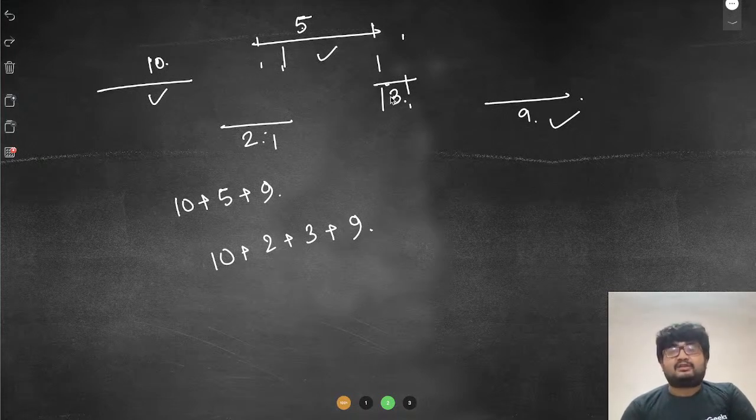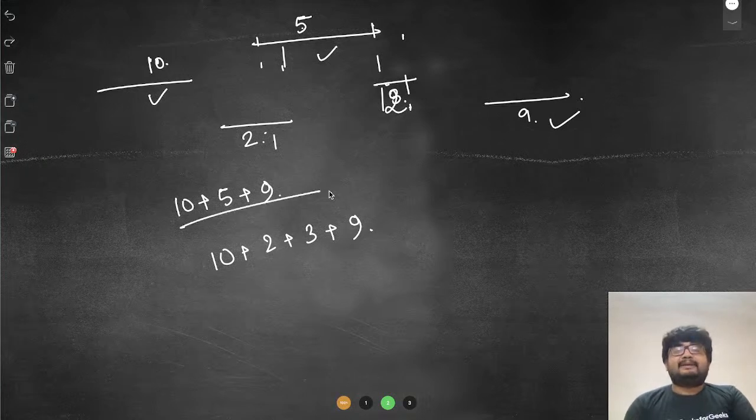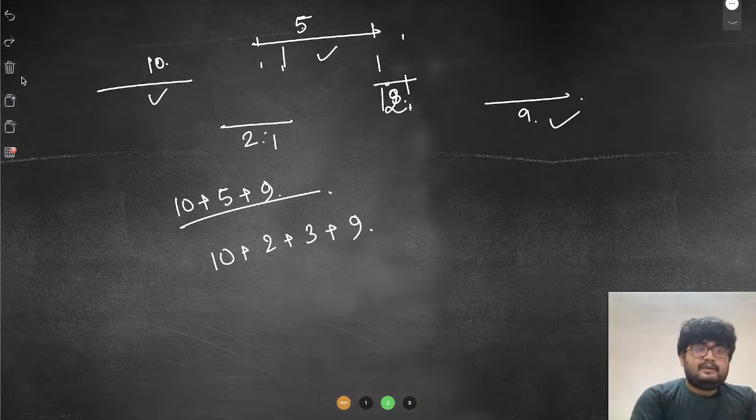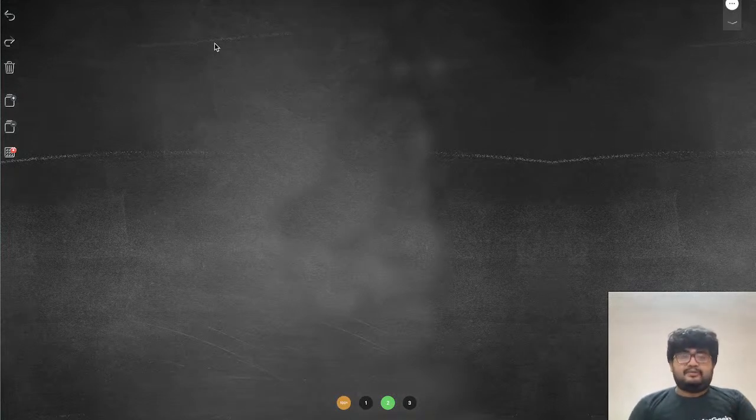But let's say this is not 3 but 2. In this case, it is better to choose the 5 over the 2, right? So that's the question. You have to maximize the profit, but you have to make sure that you are not choosing two intervals that are overlapping with each other. All right, so that's the question. How do we solve this?